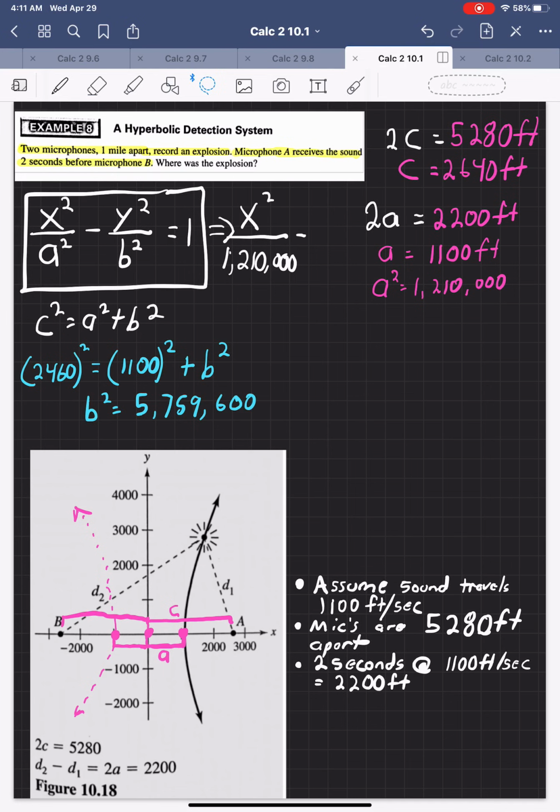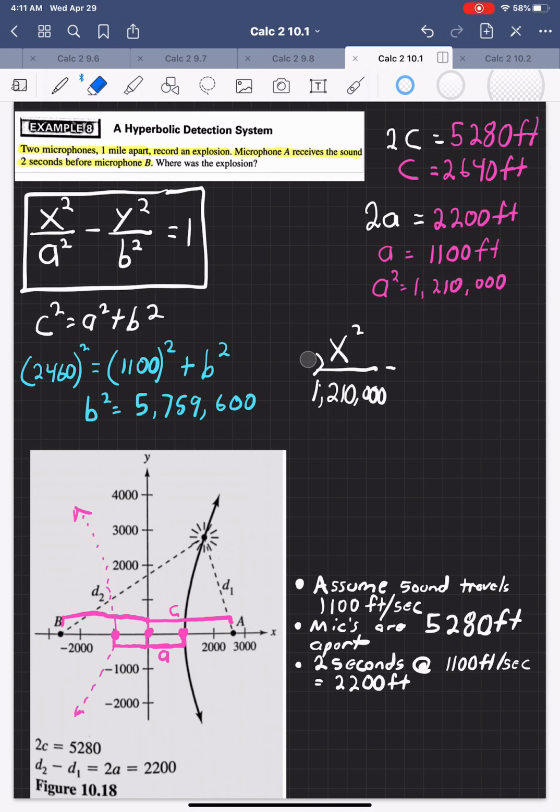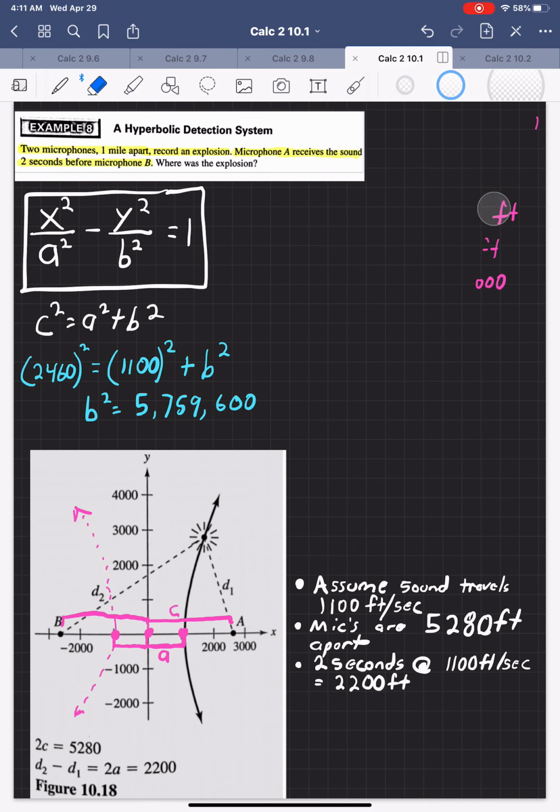minus, oh, I'm running out of space. Let's see if I can grab that and move down here. Just way too much clutter. Let's try that again.